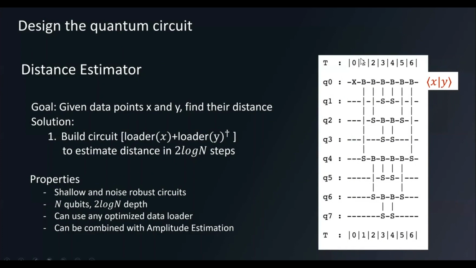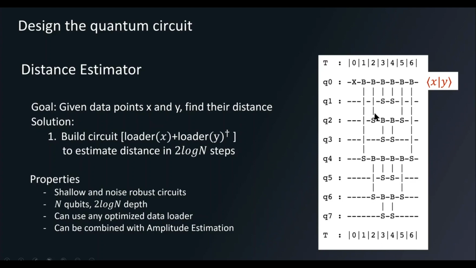The first half of the circuit, which is shown on the right over here, consists of a sequence of gates, which effectively loads a data point X. And the second half consists of applying the loader for the data point Y in reverse. Then if you work through the math, the probability of the first qubit being in 1 gives the dot product between the vectors X and Y.